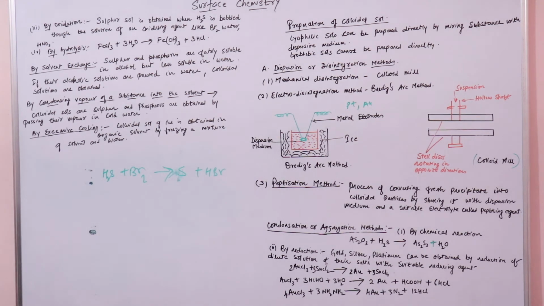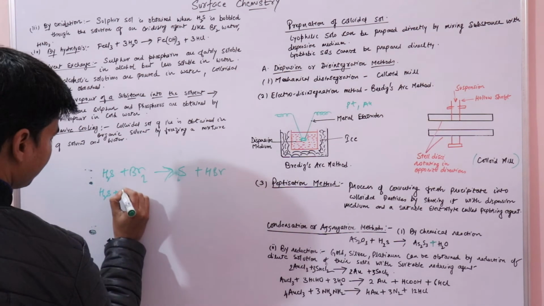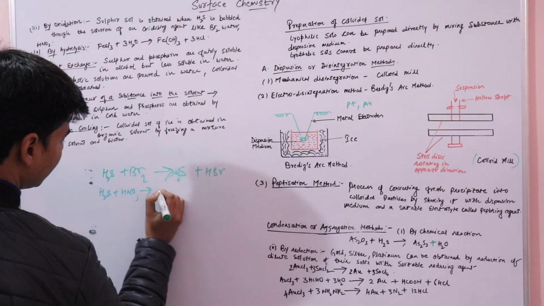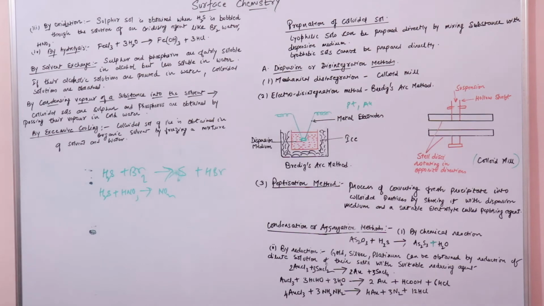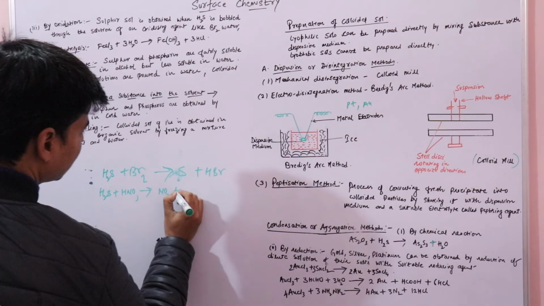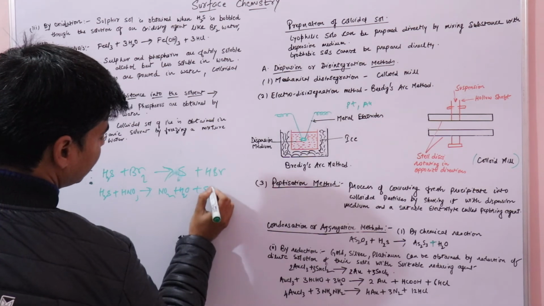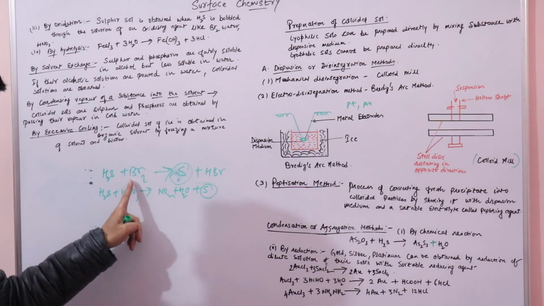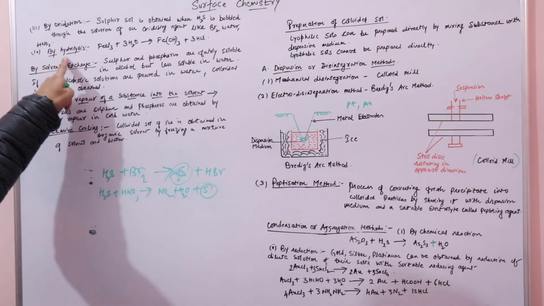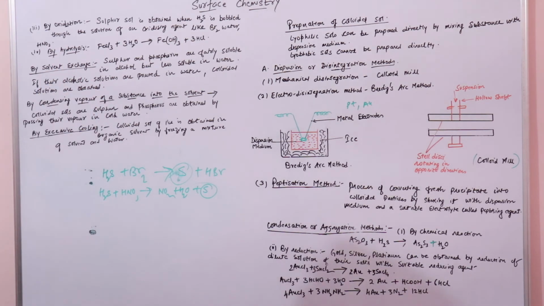The other way is when you shake it with nitric acid, right? When hydrogen sulfide is passed through nitric acid, HNO3, you get NO2 plus water plus sulfur, right? Here also you obtain this sulfur sol. So this is how you can obtain sulfur sol when hydrogen sulfide is passed through oxidizing agents like bromine water or nitric acid. Third, the other way is your hydrolysis, right?